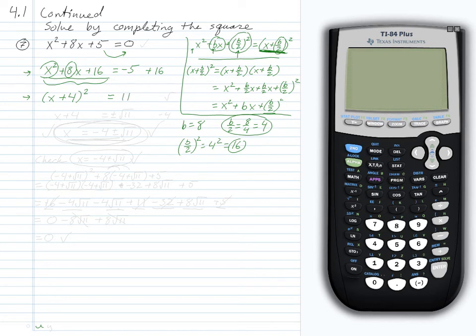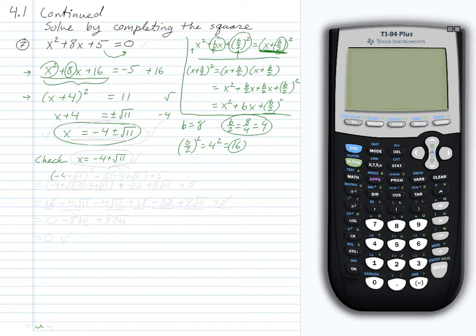And then this equation we can solve by the square root method. So if I square root both sides, that will give me x plus 4 equals the positive or negative square root of 11. And finally, if I subtract 4 from both sides, we get x equals negative 4 plus or minus the square root of 11. So let me check one of those by hand. I'm going to check x equals negative 4 plus the square root of 11 in my original equation.